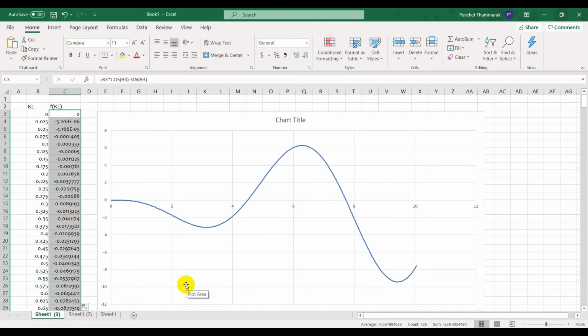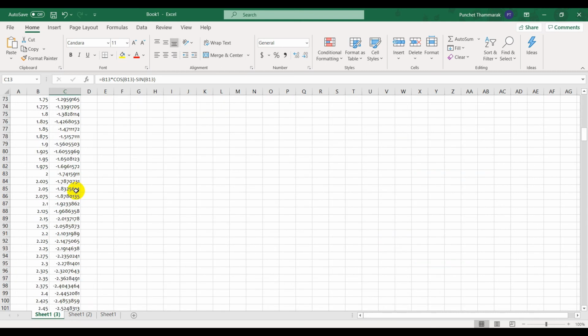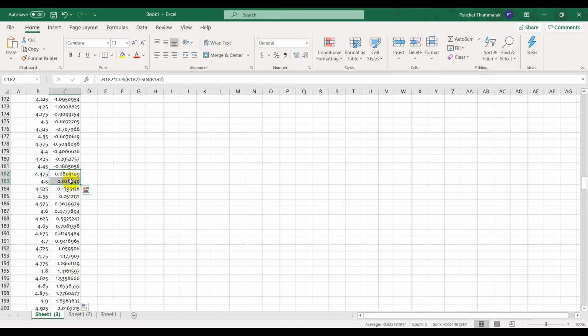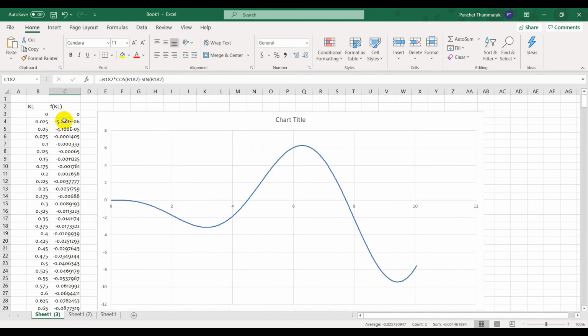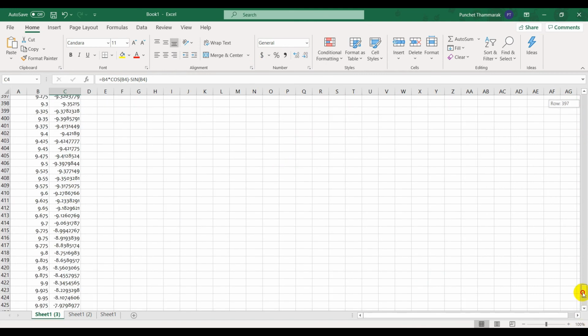Okay, so your graph shifts, and then let's look up for this 0 value, 4.475. Somewhere around here between 4.475 and 4.5. If we want, we can try this. It could be at the cell here.